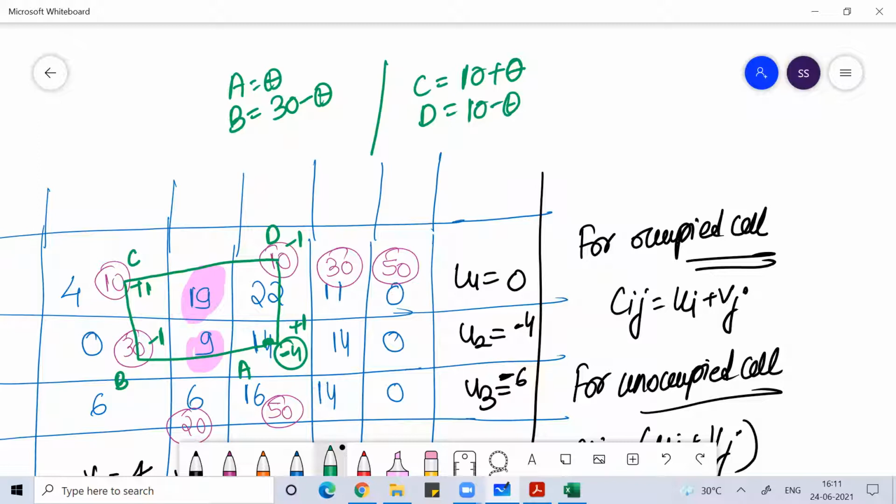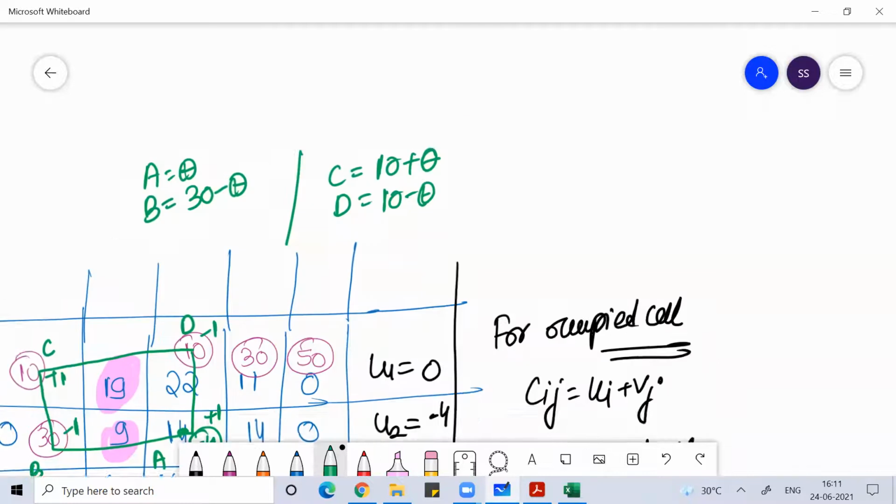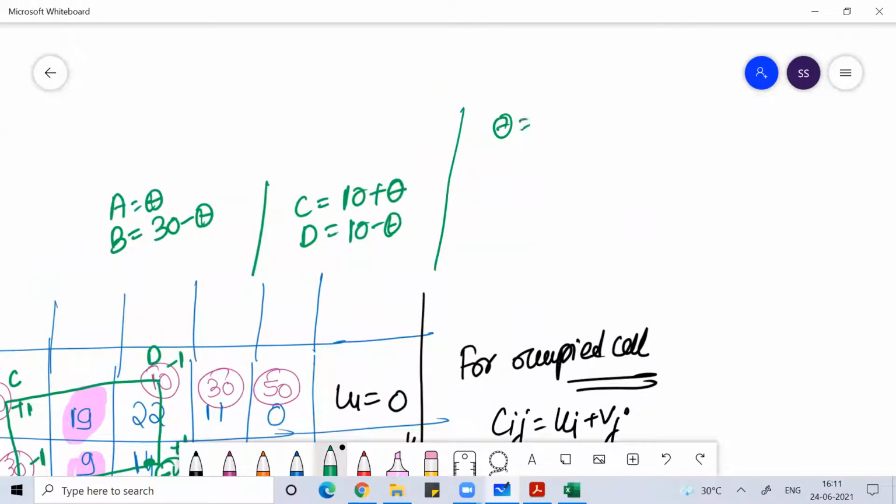Out of the allocations over the loop, consider the least value, the value having a negative sign before theta. That I will take as theta, because that's how I need to solve this. So theta value will be equal to 10. A will be 10, B would be 30 minus 10, 20, C would be 10 plus 10, 20, and D will be 0. So now this is the new allocation. I don't know if this is ideal or not; that we will only know with time.